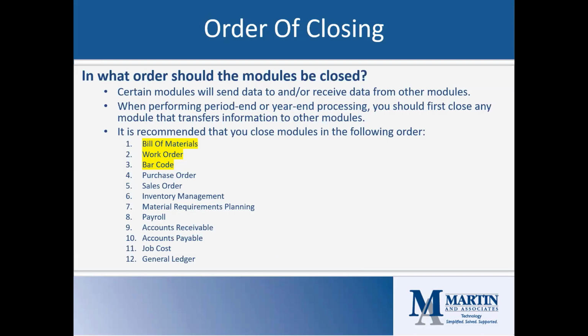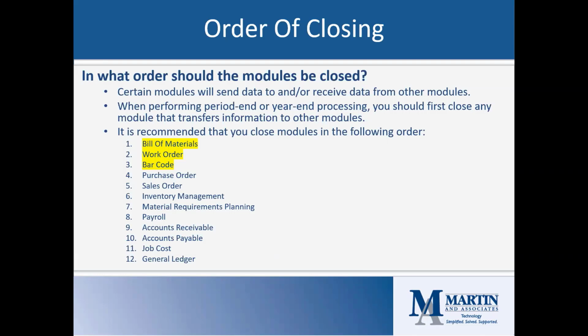You'll notice that I highlighted bill of material, work order, and barcode because those modules don't have period end or year end processing per se, meaning there's not a menu called period end processing with an option called period end, year end processing. So to close those particular modules, you just want to make sure you have all the work for the year or the period you're closing completed in those modules before you start closing the rest of the modules below that.